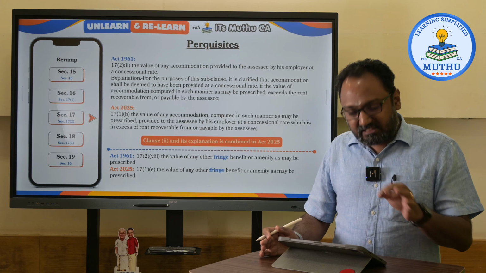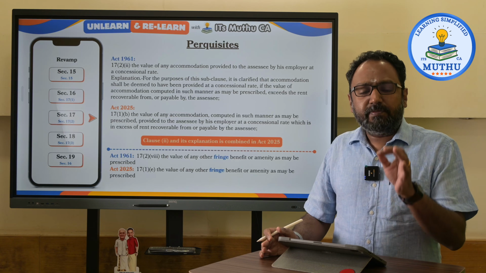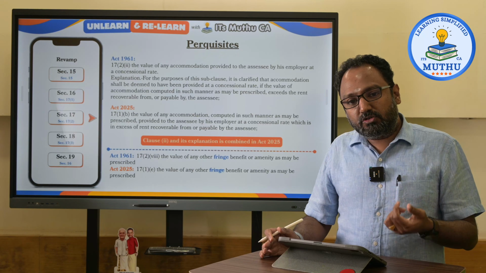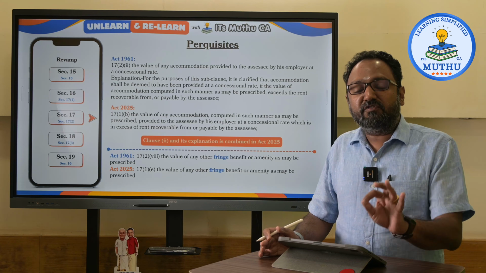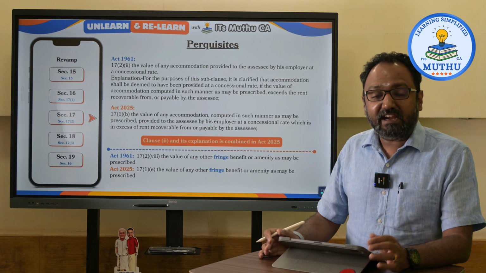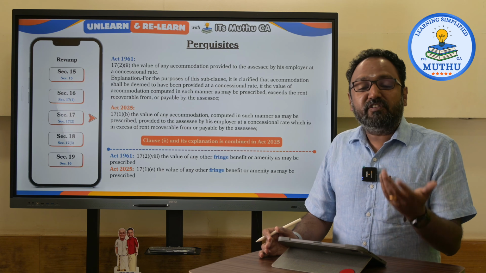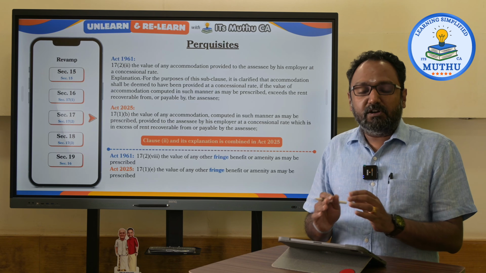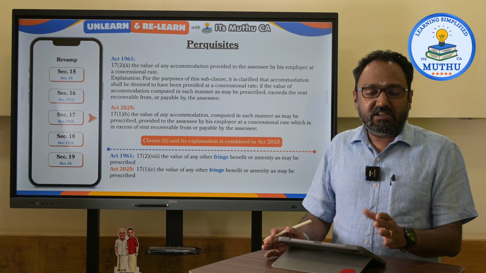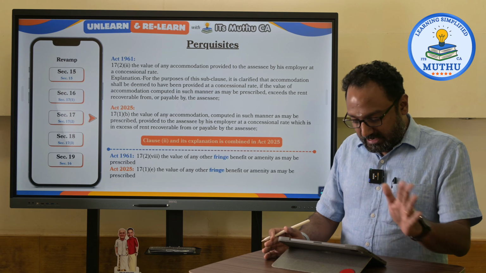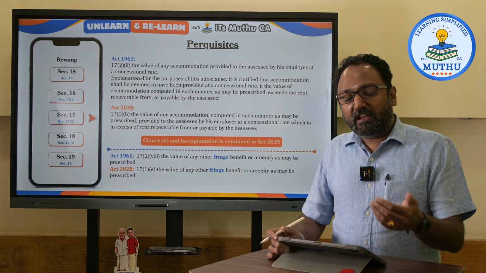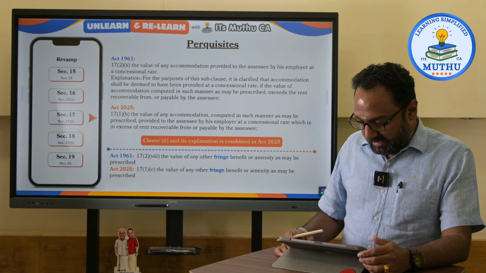17(2)(8) is now 17(1)(e). No other change. What has changed? The term fringe is removed. So now it is just benefit. It is not fringe benefits. So that's a change. Again, what is the change? Because the fringe benefit is abolished, it is no more in place. To make it simple, clear and concise, the word fringe is removed. So that's another change which has happened in section 17(1), in which perquisites are listed, right?